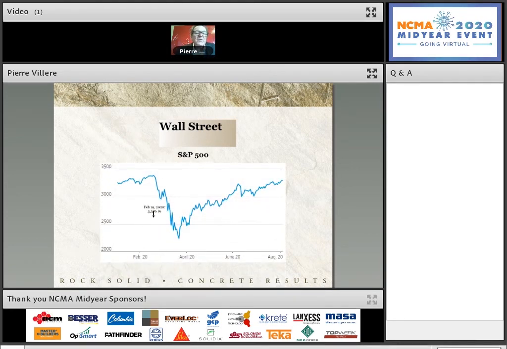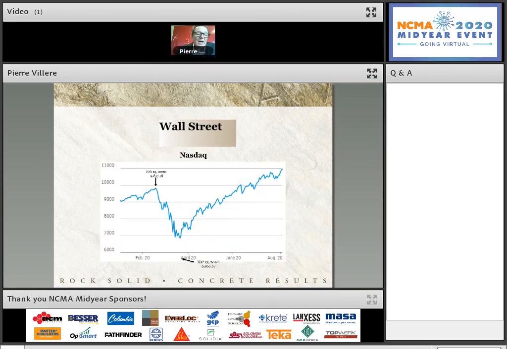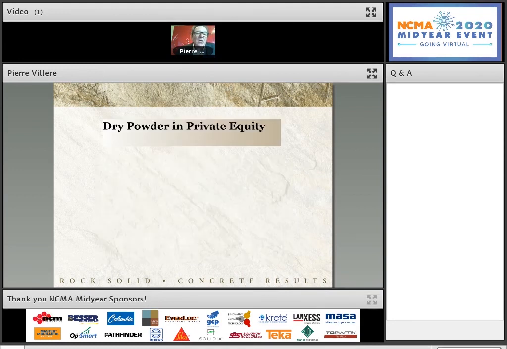We'll run through this quickly. Same trend line on the S&P 500. You can see all the various points on the drop and then the subsequent recovery. And of course, NASDAQ all looks the same as well.